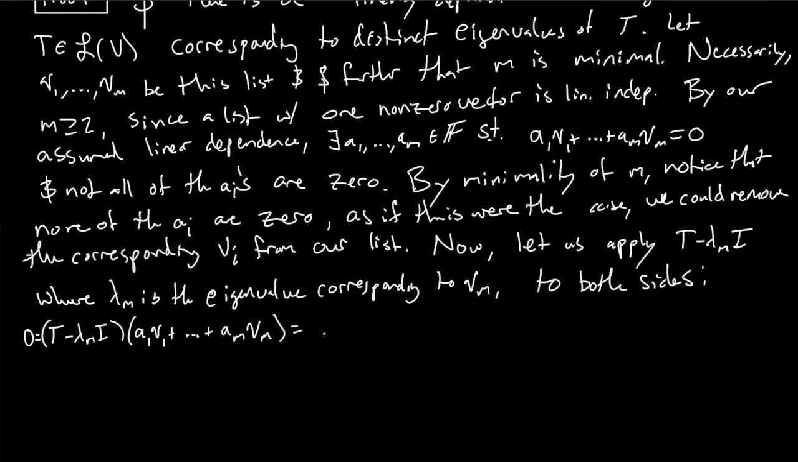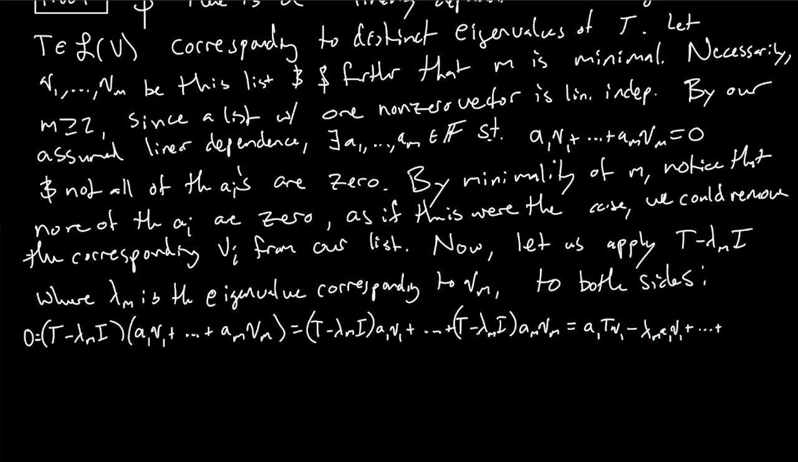Now let's just break it down. All right, I'll do it to v1. Well, I'll get (T minus lambda m I) a1 v1 plus dot dot dot all the way down to (T minus lambda m I) am vm. Okay, now when I punch these things on through, what happens? Well, let's just see. I get a1 T of v1 minus, okay, let's see, I've got minus lambda m I a1 v1. So I get minus lambda m a1 v1 plus all the way down.